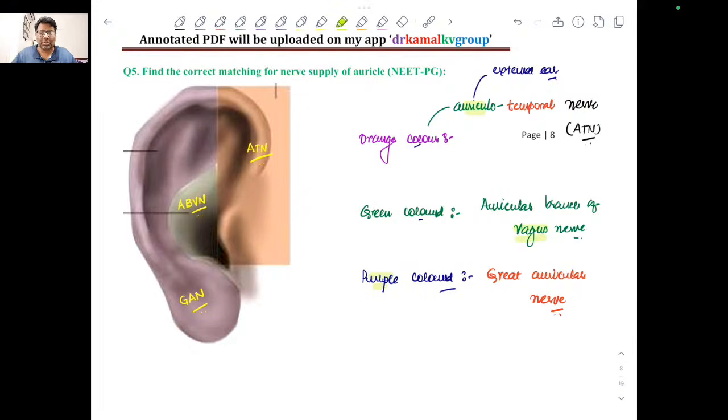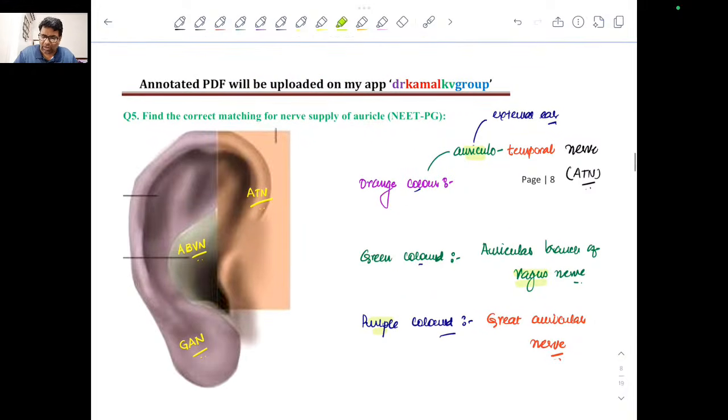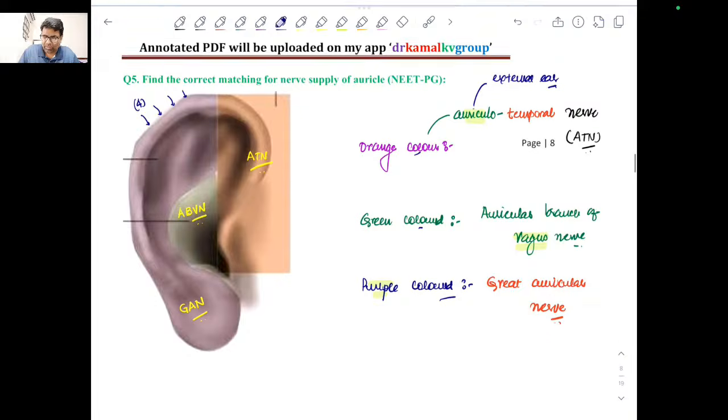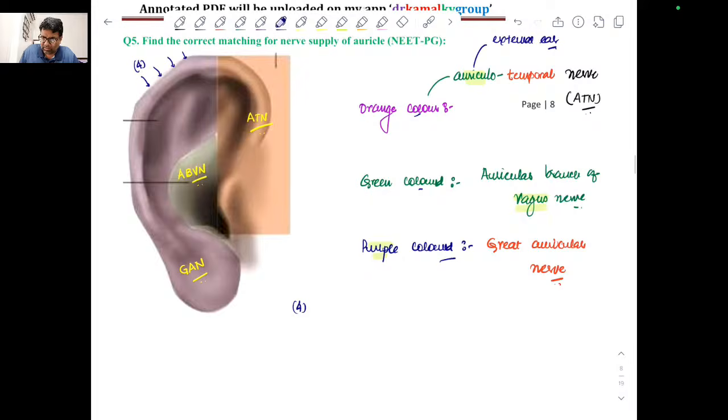Okay, so please remember this image. It is very important. I am telling you again and again, and in one or another way they will definitely ask. Now sometimes there is one more nerve which can be asked here, and this is the lesser occipital nerve. So if we write 4 here, this area is supplied by lesser occipital nerve.